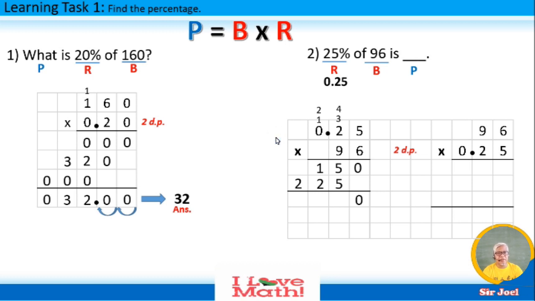We have 0. Then 5 plus 5 is 10. So 0, carry 1. 1 plus 1 is 2. Plus 2 is 4. And then bring down 2. So we have now 2400.